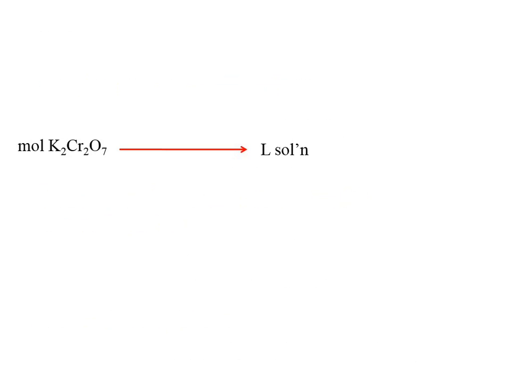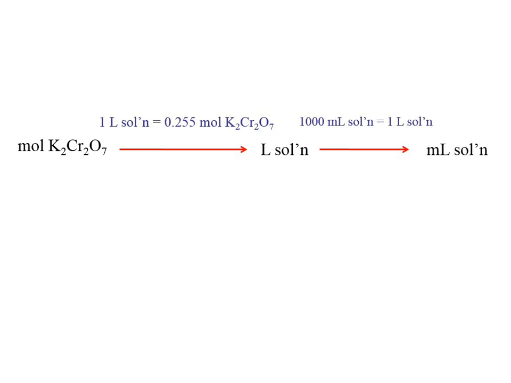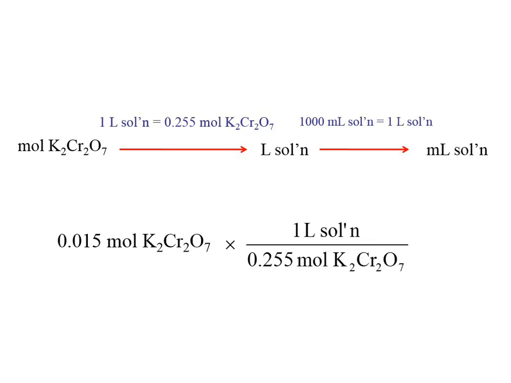So the strategy, like I said, is we're going to go from moles of K2Cr2O7 that were given to liters of solution using the molarity. And then we're going to go from liters of solution to milliliters of solution using that metric system thing. 1,000 milliliters is exactly equal to 1 liter. So the first term is 0.015 moles K2Cr2O7 over 1. And then we want moles to cancel, so our next term is going to be 1 liter of solution over 0.255 moles of K2Cr2O7.